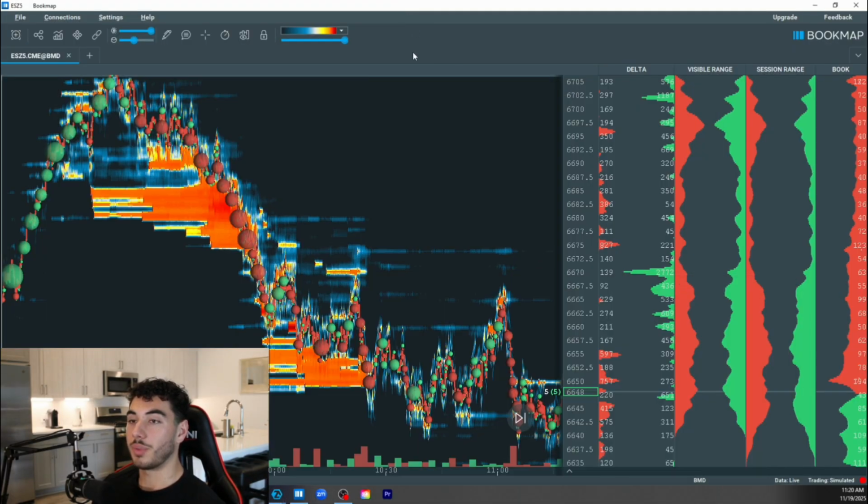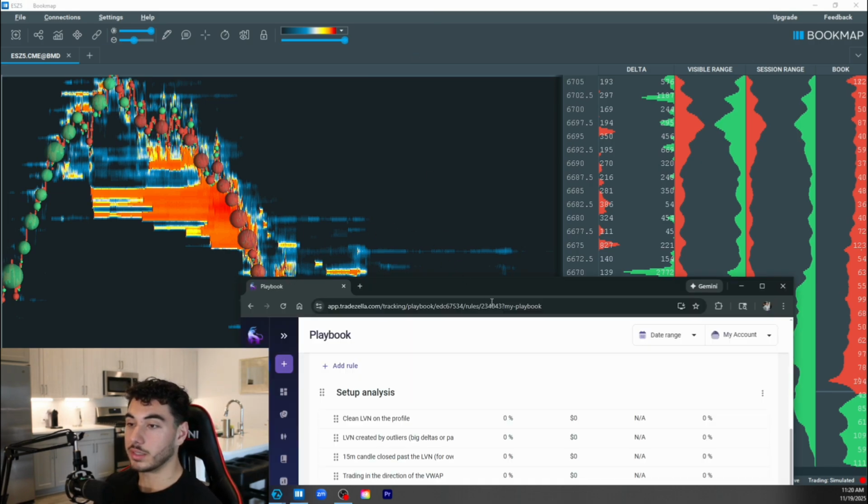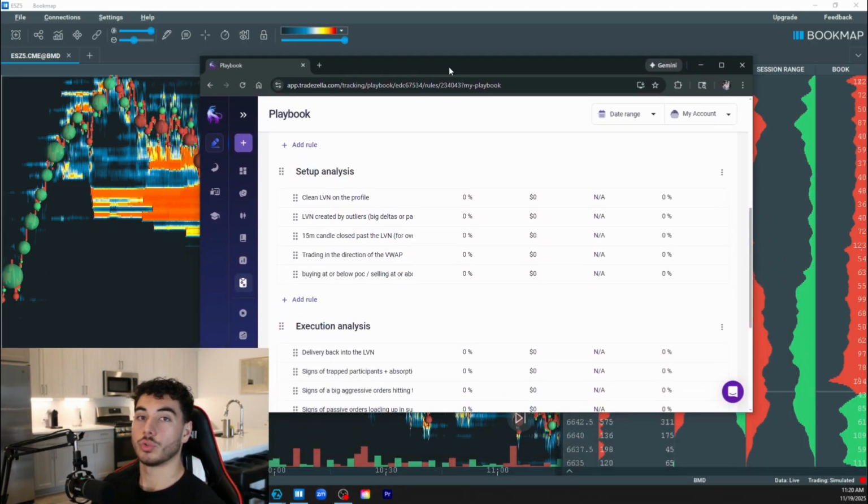So I'll either speculate a move to break through the VWAP, or I will just specifically wait for the VWAP to turn red and be in my direction. But most of the time I wait for the VWAP to be in my direction.